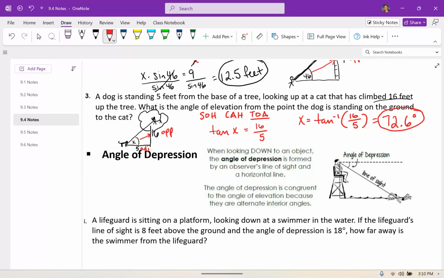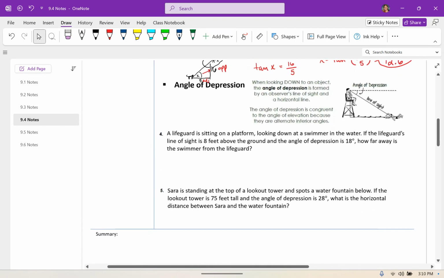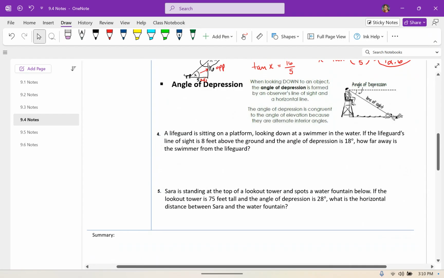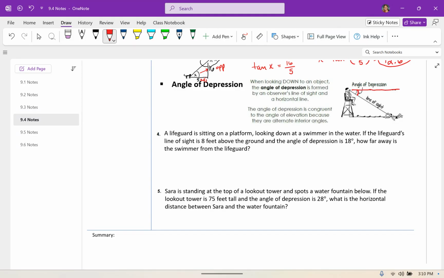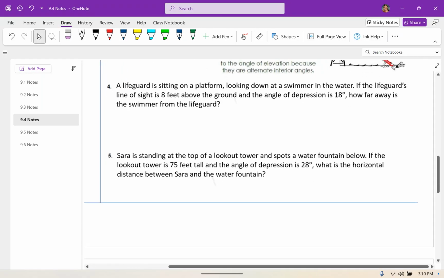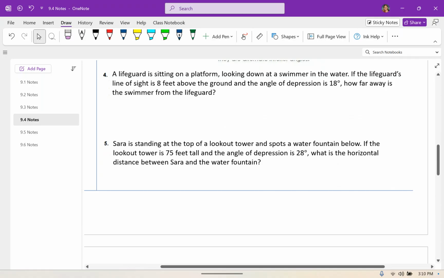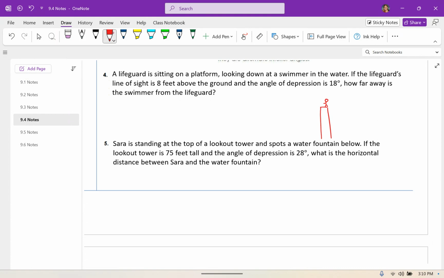So the angle of depression is the same thing, but you have to be extra careful about how you draw your picture. I don't want you to think about it too hard, but the angle of depression is formed by the observer's line of sight and a horizontal line. So if you're looking down at somebody, make sure you can see where the angle is. It's either up from that person or down from above. Okay, so it says a lifeguard sitting on a platform looking down at a swimmer. So here's the platform, here's the lifeguard, and he's looking down at a swimmer.